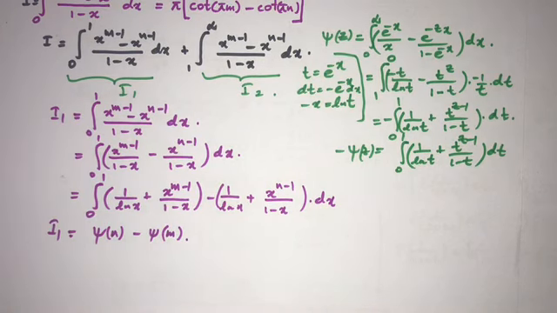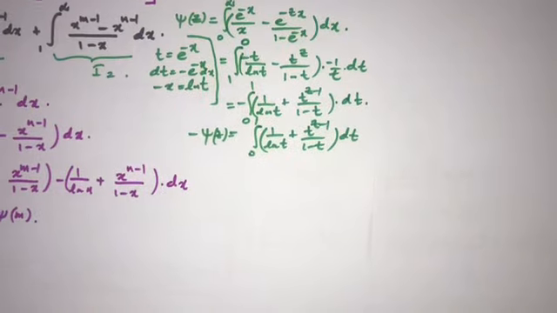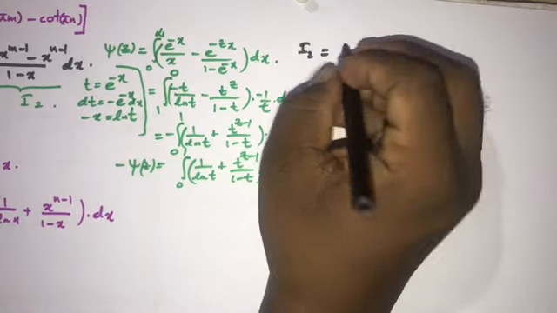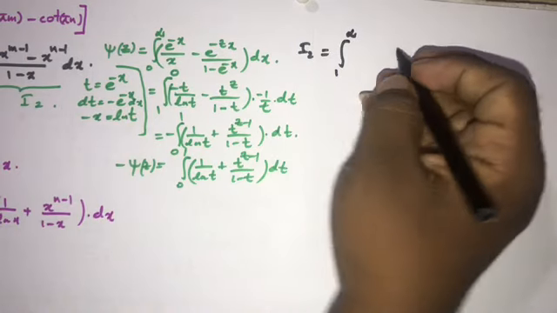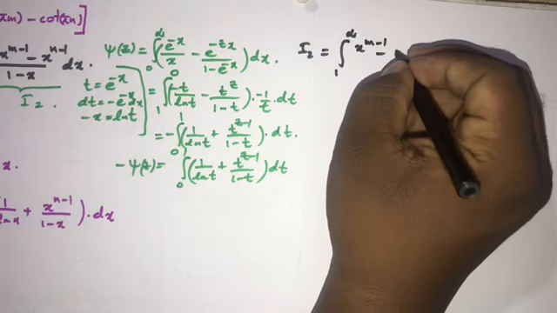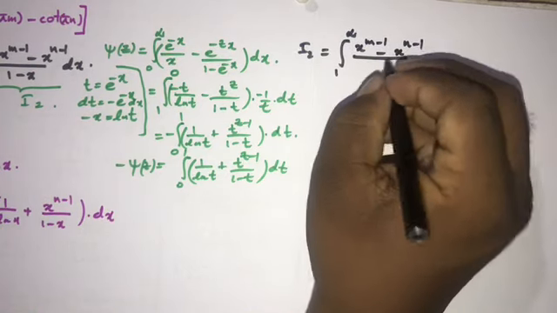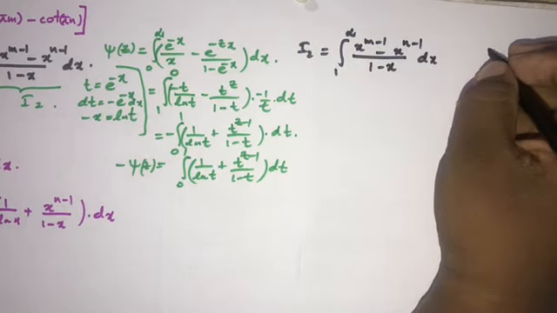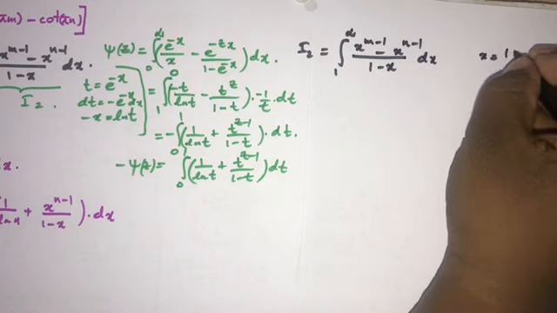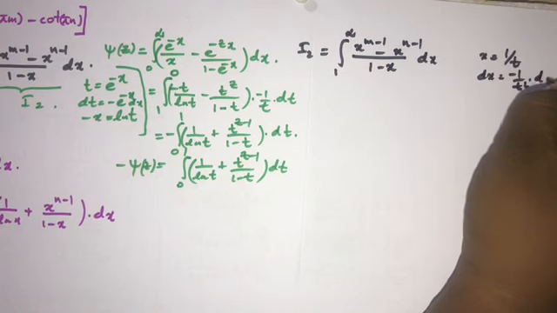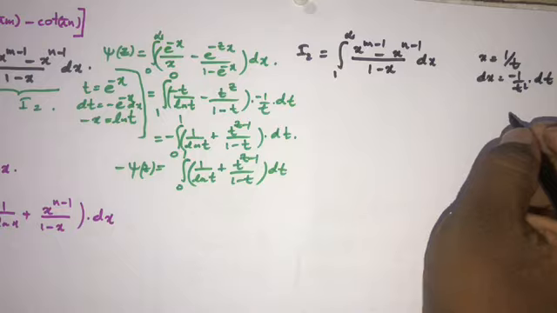Okay, now I'm going to tackle the I2. I2 is equal to the integral from 1 to infinity of (x to the m minus 1 minus x to the n minus 1) over 1 minus x dx. Now I'm going to take a substitution. If we take x equal to 1 over t, then dx is equal to minus 1 over t square dt.